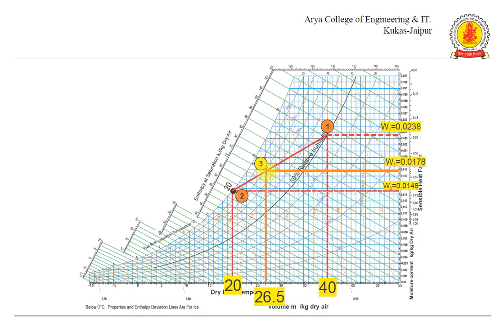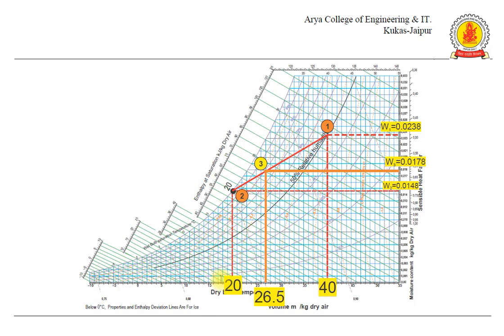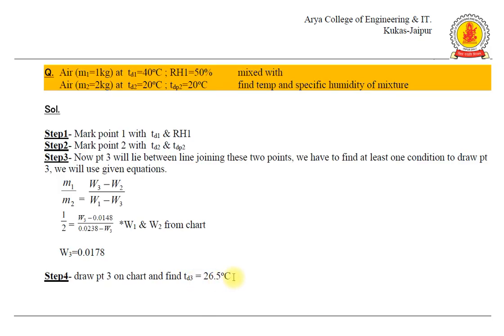We can get RH for this. It will be approximately 80. So we can get all the other things from this chart. So we will find point 3 corresponding to W3 from the chart, and here it is. So we can solve the numerical easily.